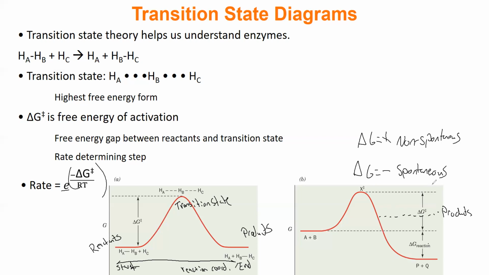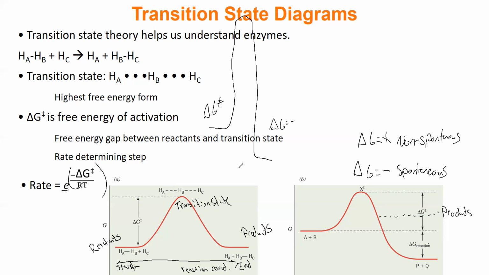A thing to note though, energy and kinetics are not related. Kinetics, how fast this reaction is, is simply based on delta G double dagger. So I could have a reaction like this, where it would technically be spontaneous because delta G is negative. However, delta G double dagger is so high that this reaction on its own would probably never happen, or it would take a very long time, right? So keep that in mind.